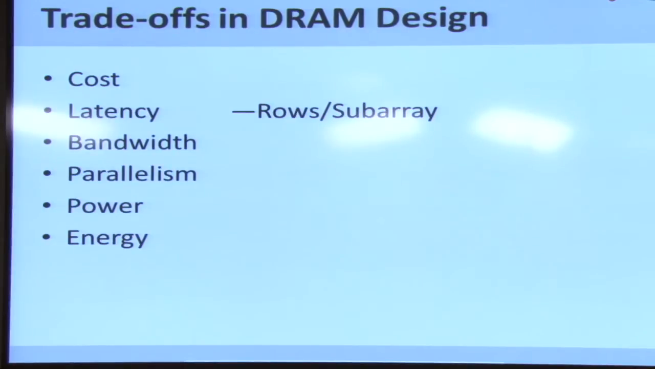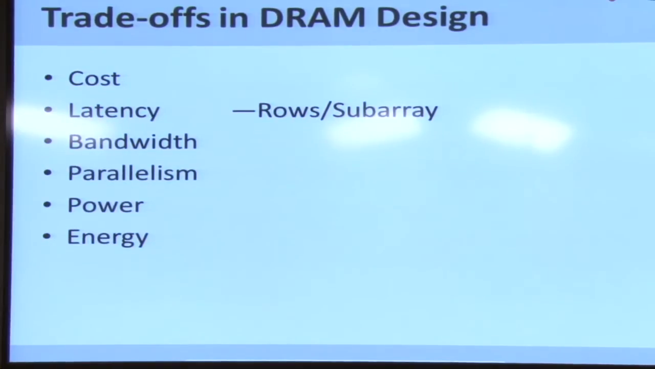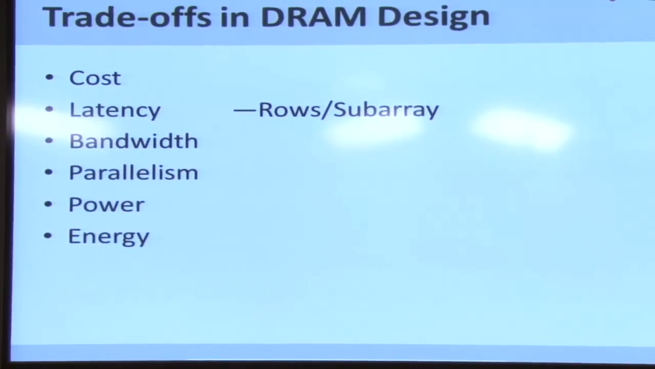But what is the downside of having fewer rows per subarray? For a given capacity, let's say I was building a 2 gigabit DRAM chip, and I decided I will have fewer rows within each subarray. Then you have more columns, you have a bigger row buffer. Let's say everything else is fixed, so the row buffer size is fixed. You need a bigger decoder to access different rows.